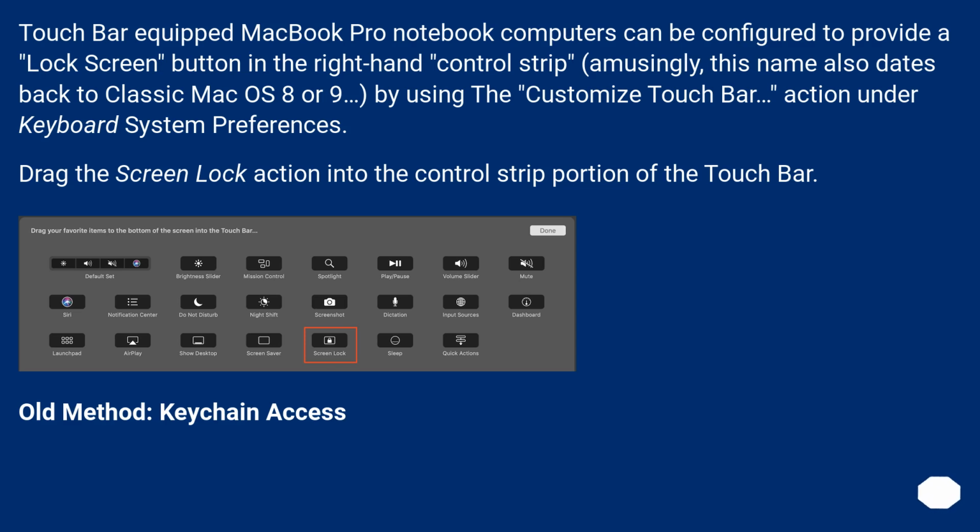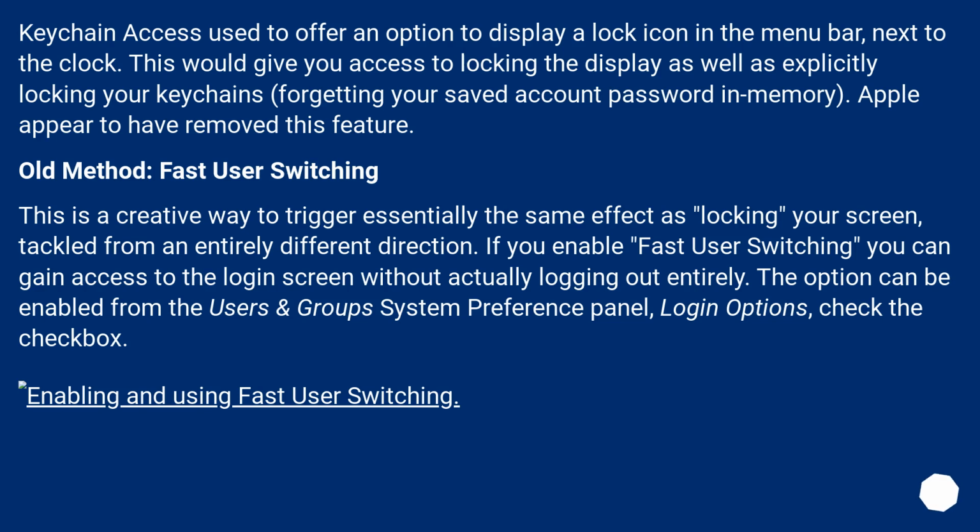Old method: Keychain Access. Keychain Access used to offer an option to display a lock icon in the menu bar, next to the clock. This would give you access to locking the display as well as explicitly locking your keychains, forgetting your saved account password in memory. Apple appear to have removed this feature.